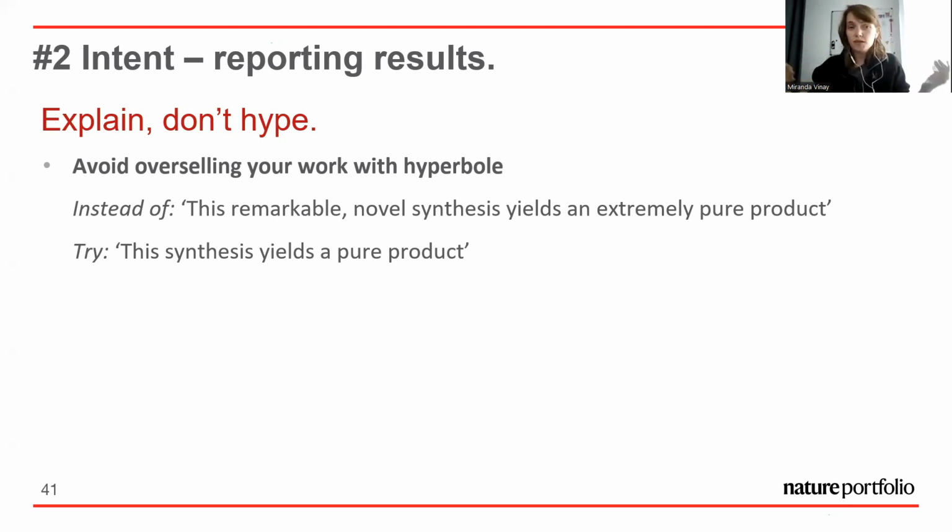This will be obvious in what you have done. So I always tell people to avoid selling your work with hyperbole. Instead of saying, this remarkable, novel, groundbreaking, paradigm shifting, this will only invite the peer reviewers to heavily criticize your work. And instead, be direct, be concise, make your sentences shorter. The synthesis yields a pure product, and the good result will be obvious.